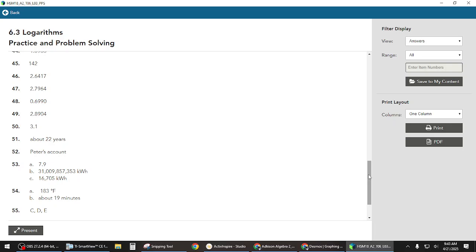48.6990. 49, 2.8904. 50 is 3.1. 51 is about 22 years, which that problem is basically the same as what we just did on our warm-up.